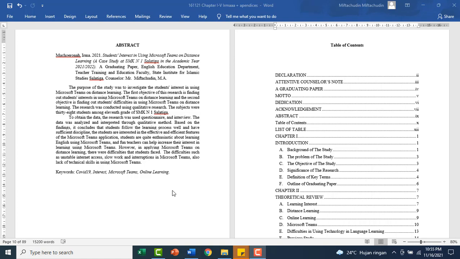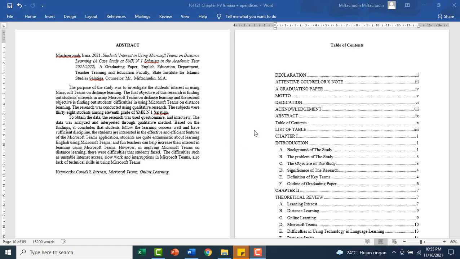On this occasion, we would like to explain how to make an abstract. In these 2 pages, we have a comparison between the abstract and the table of contents. For your information, we make the table of contents and also the abstract after we complete all chapters in our graduating paper. And on this occasion, the student has done all the chapters and then starts to make the table of contents and also the abstract.